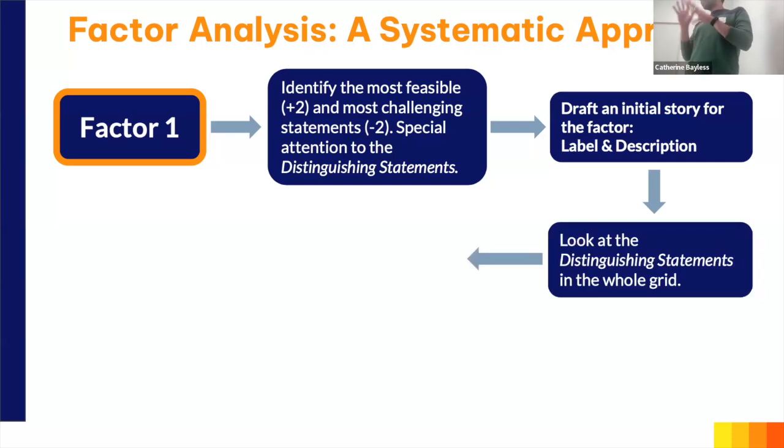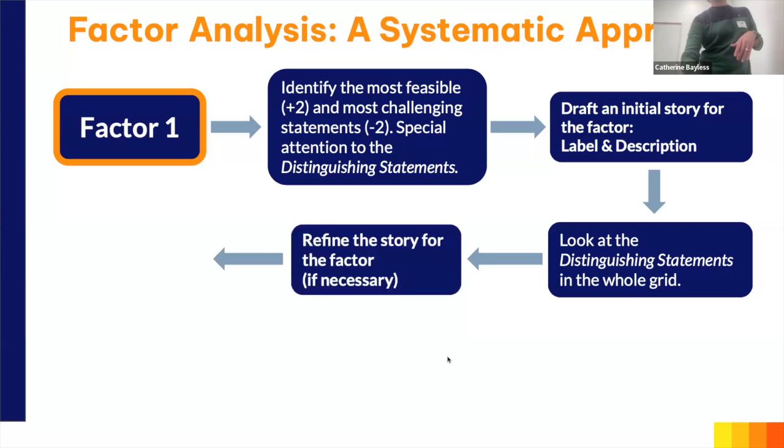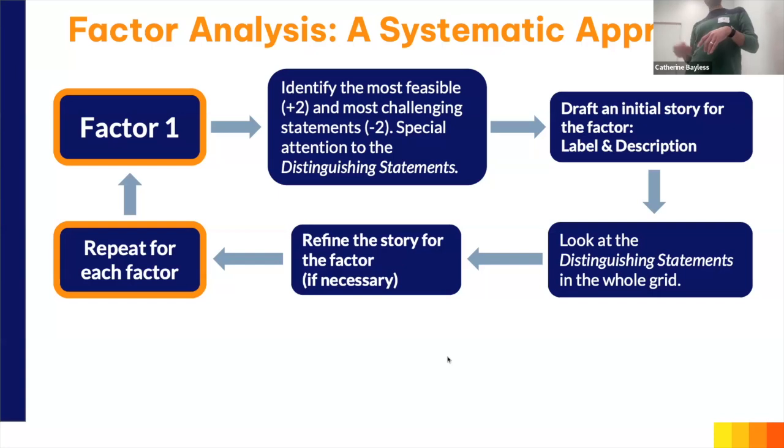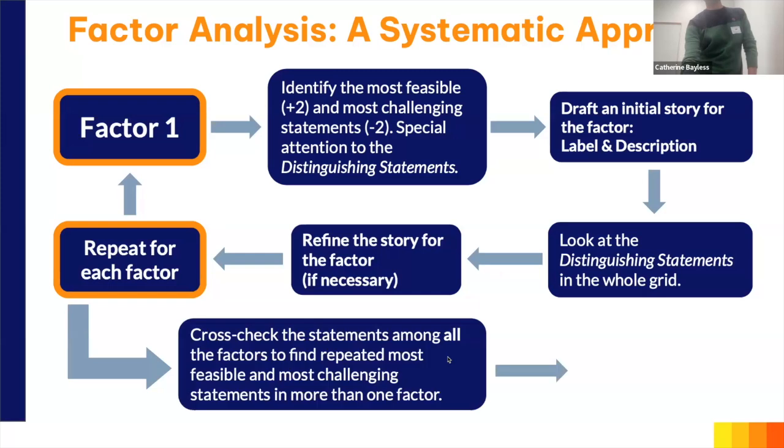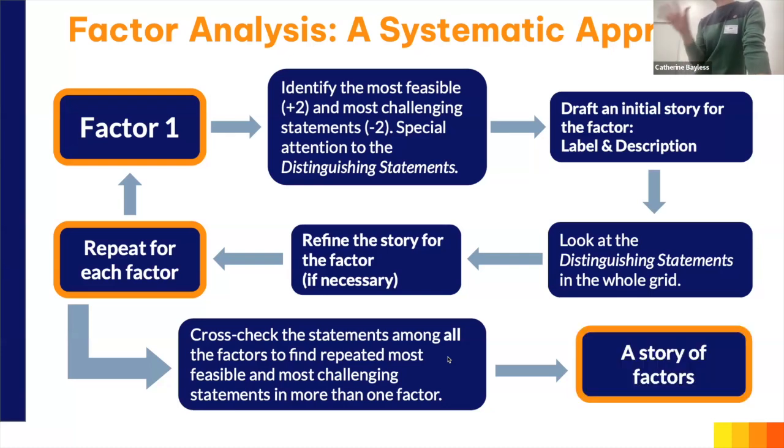And because we don't want to overlook the whole grid, we also take a look at the distinguishing statements in the whole grid to see if they're telling us something else, if we need to refine the story. We repeat that for each factor: 1, 2, 3, 5. And when we have them, we cross-check the statements across the factors to find repeated most feasible and most challenging statements, to see if there are some commonalities among the factors. With all that, we have a story of factors. Each factor has a story, and at the same time is part of the story for the dimension.